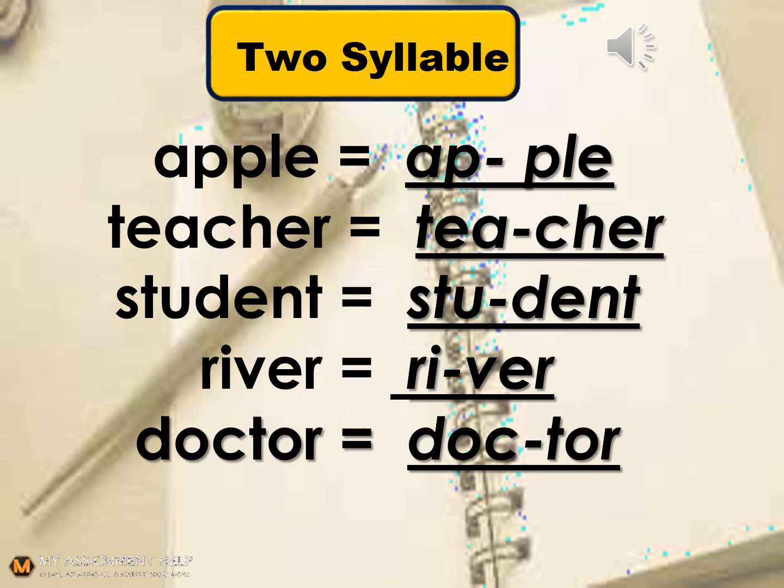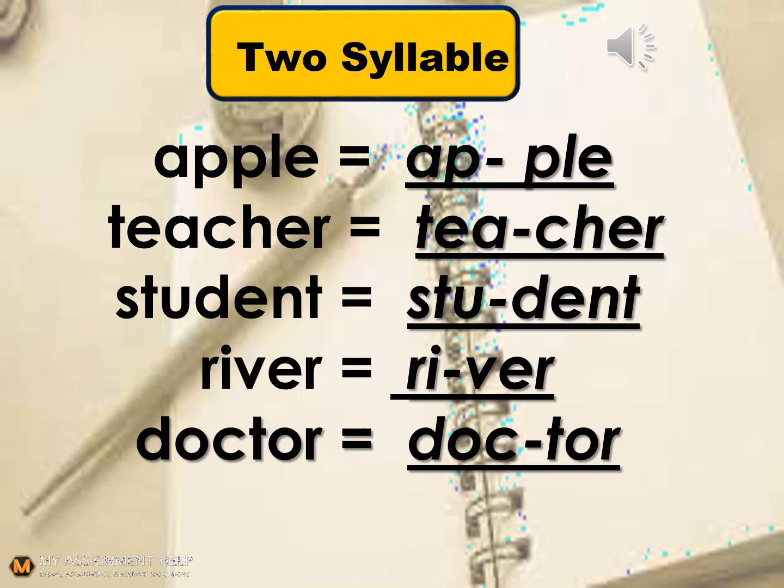Here are the words with two syllables. Let's read first. Apple, teacher, student, river, doctor. Let's start with apple. So the word apple, we start with the first syllable. Ap dash ple. So that's the syllabication. Next, teach dash er. That's the syllabication for teacher. Stu dash dent. Riv dash er and doc dash tor.